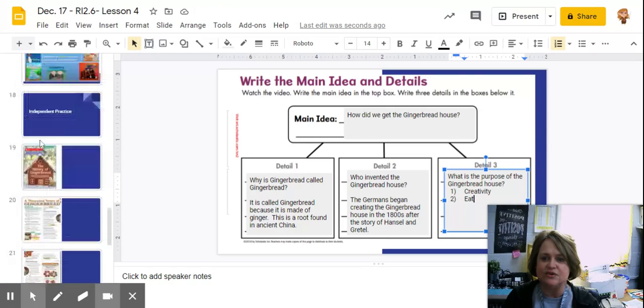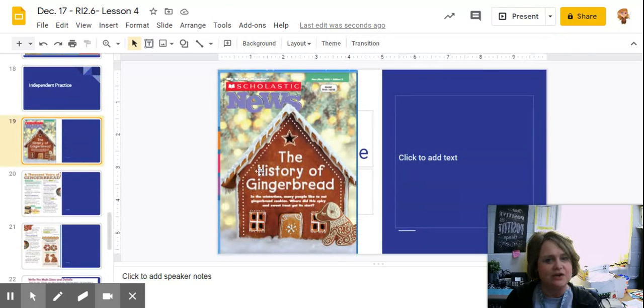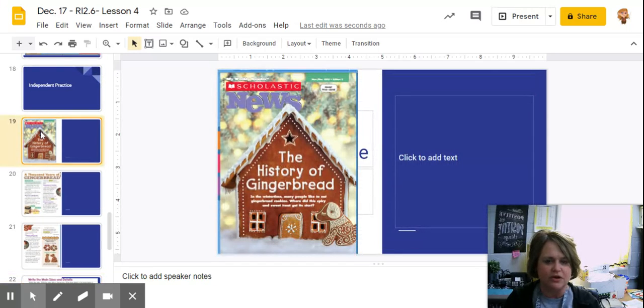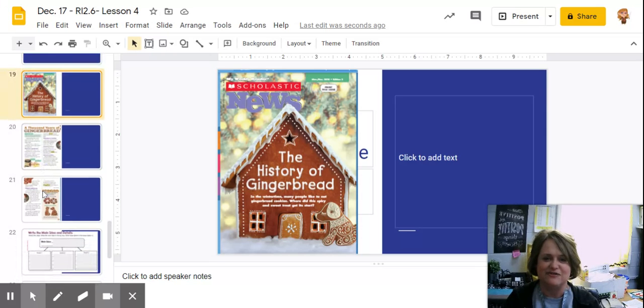So today, in your independent practice, you are going to be reading an article about the history of gingerbread. Some of the things that I read, or some of the things in your activating schema video may also be in the article. That's okay. There are connections there. When you finish, you are going to complete your own main idea form, just like I did. And you're going to give me details about what the article was about. Remember, for me, the article was about the history of the gingerbread. So that might be, hint, hint, hint, the main idea of your passage.